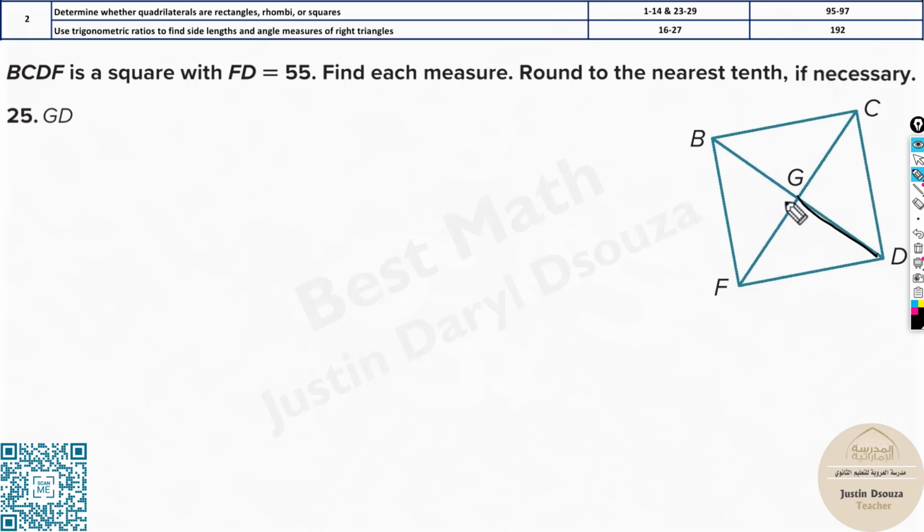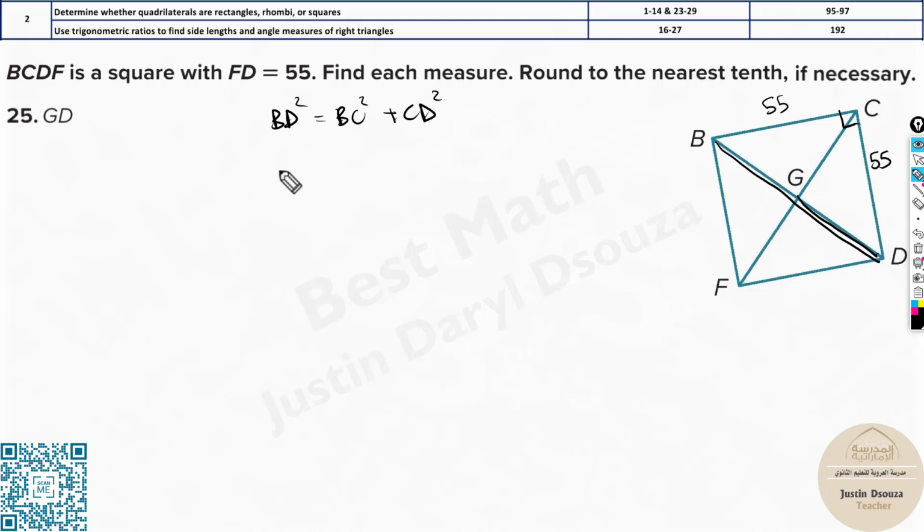GD over here. Now BD will be 2 times GD, or if we find BD, we can easily find GD. We know all the sides are 55. This is 55. This is also 55. So how can we find this? By Pythagoras theorem, it's 90 degree, right? This is a square. All angles are 90 degree. So from Pythagoras theorem, I can easily find that BD squared will be equal to BC squared plus CD squared.